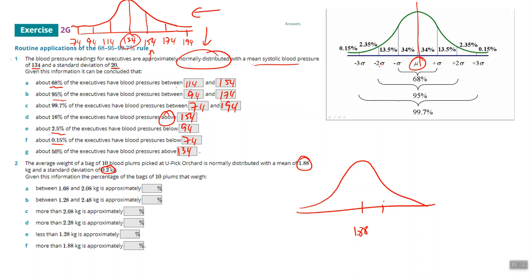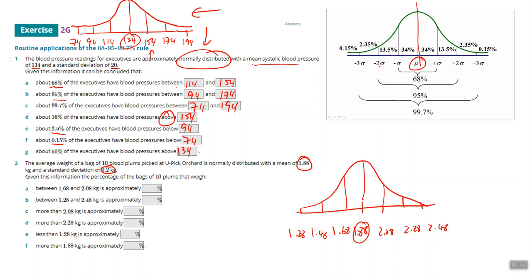So you can use a calculator for this. I'm not expecting you to do this in your head. 1.88 plus 0.2 would be 2.08, plus 0.2 would be 2.28, plus 0.2 would be 2.48. You go back down, if I subtract the standard deviation, I get 1.68, 1.48, 1.28. And so 1, 2, 3, 1, 2, 3. Okay, that should be enough.